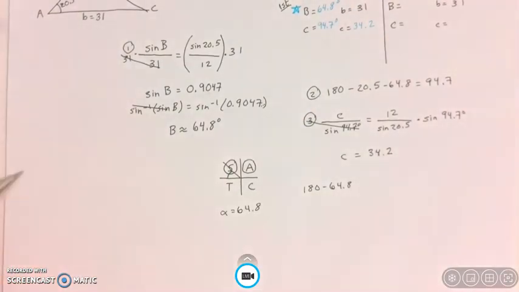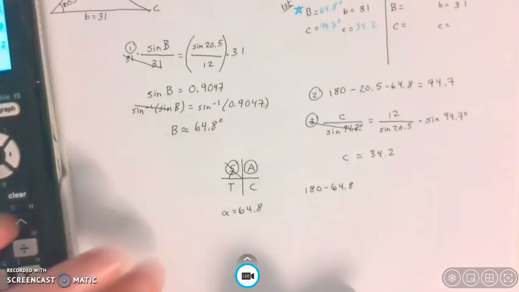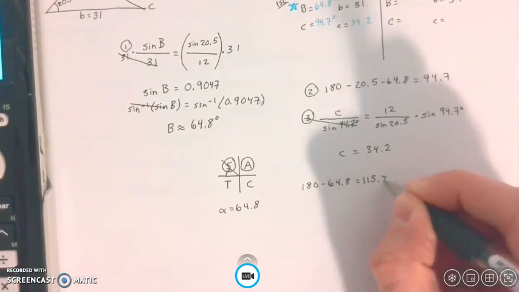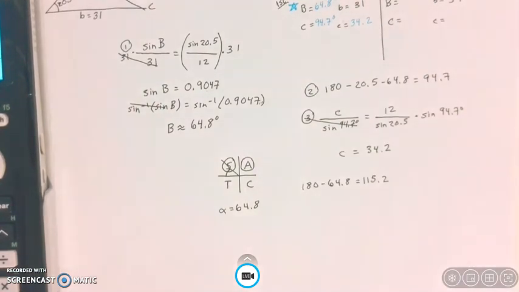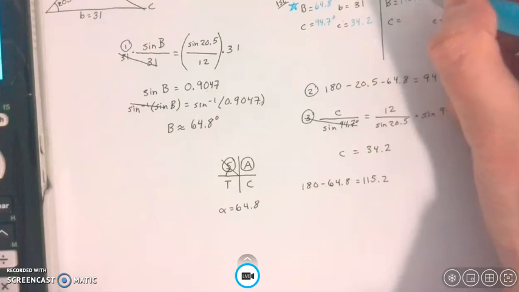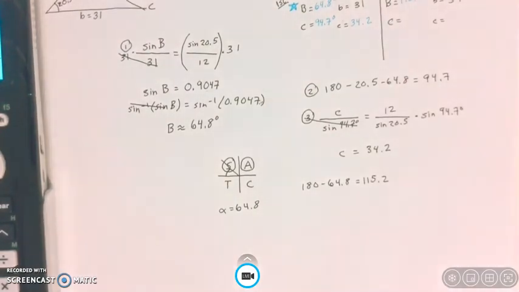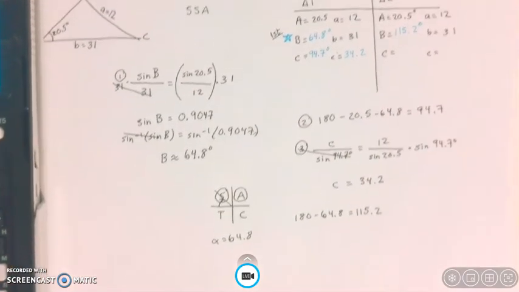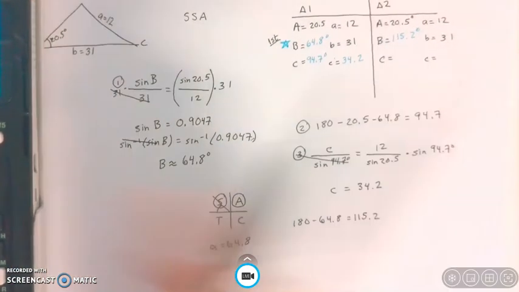All right, so let's see what that gives us in the calculator. 180 minus 64.8. Whoops, I'm sorry. That equals 115.2 degrees. So I'm just going to temporarily place that value right here. That's the second possible angle value for B, but I have to see if that's actually something that's possible.